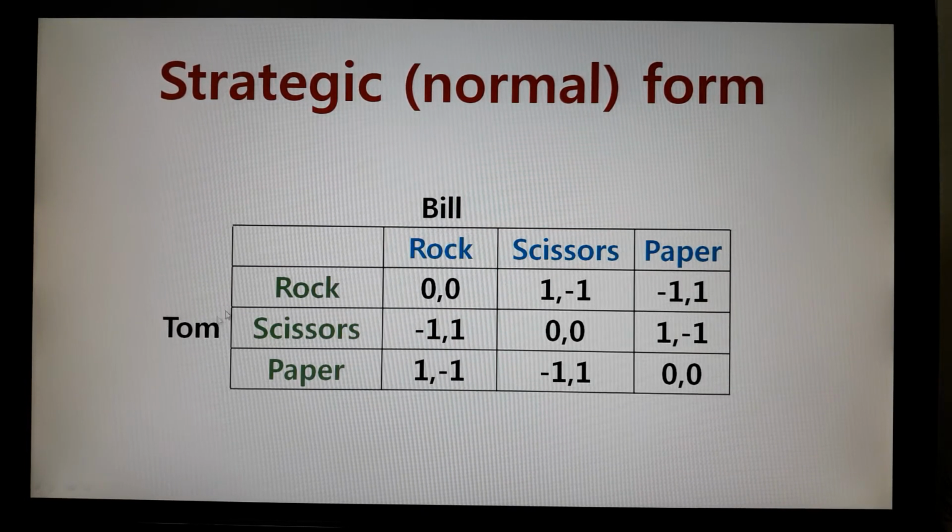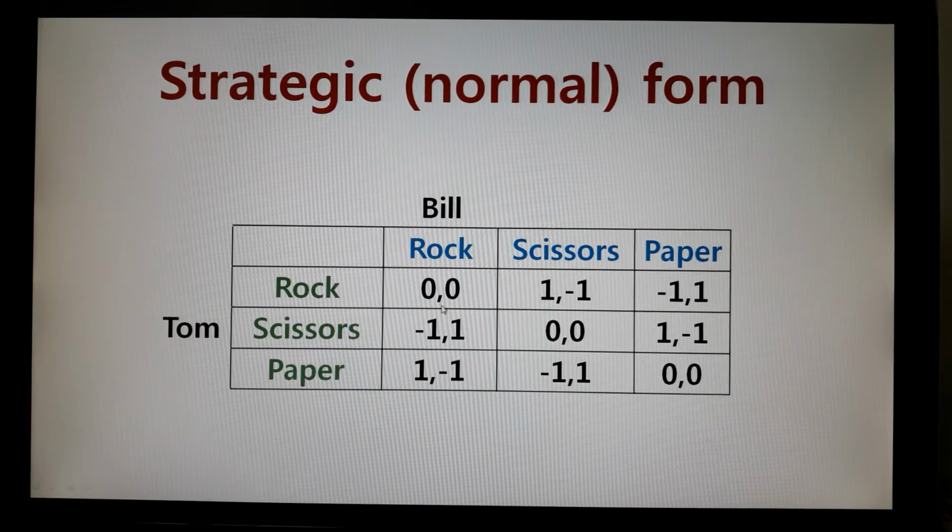If Tom chooses rock and Bill chooses rock, it's a tie. So Tom gets 0, Bill gets 0. If Tom chooses scissors and Bill chooses rock, who wins? Rock wins over scissors. That's why Bill gets 1 and Tom loses and gets -1. So I'm going to give number 1 for the winner, -1 for the loser.